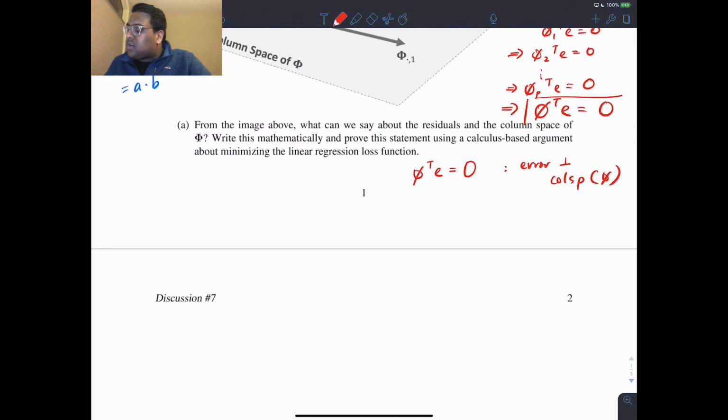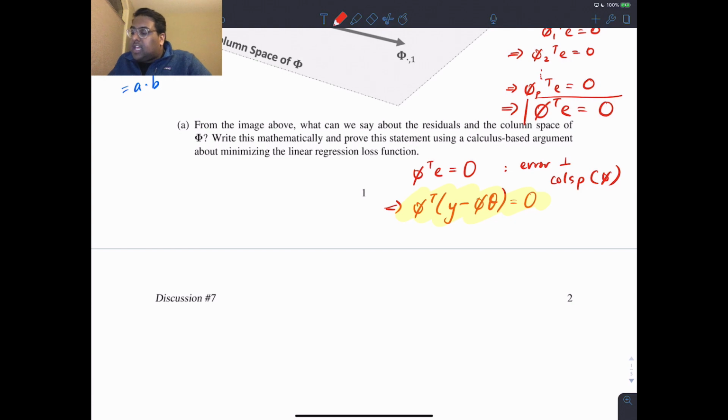Okay, and I'll expand this out a little bit because we know the error is y minus phi theta. This is really just saying phi transpose (y minus phi theta) should be equal to 0. Okay, and that's the result of interpreting this diagram.